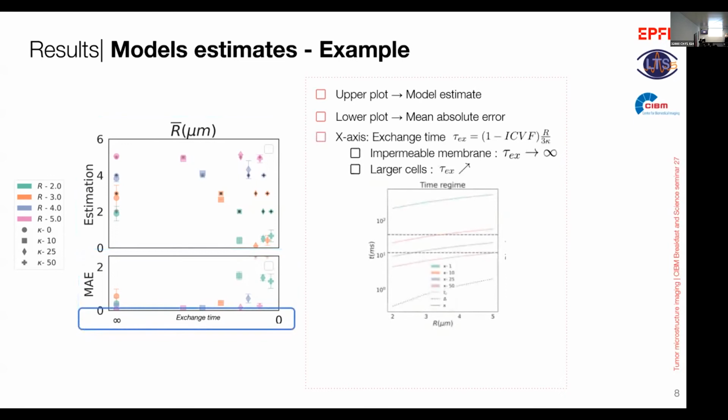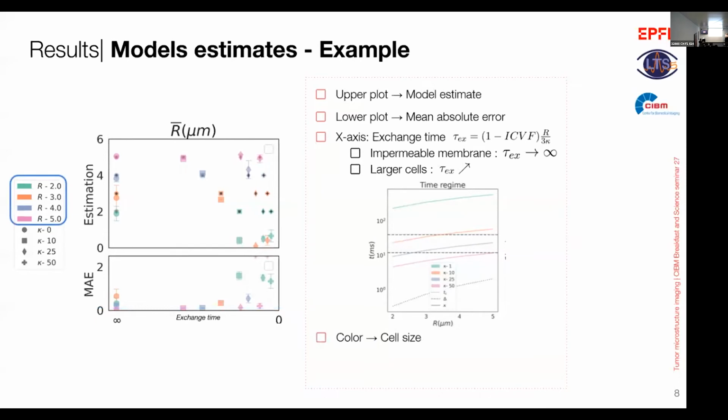On the x-axis, you have the exchange time. So the exchange time, you have the expression here, is proportional to the radius of the cells and to the permeability. So if you have substrate with very high permeability, then the exchange time is very fast, and so you will be in this area. If you have impermeable cells, then the exchange time is infinite, and you will be on the left side of the plot. You have the same phenomenon if you have big cells. So if you have big cells, the exchange time is larger, and the other way around.